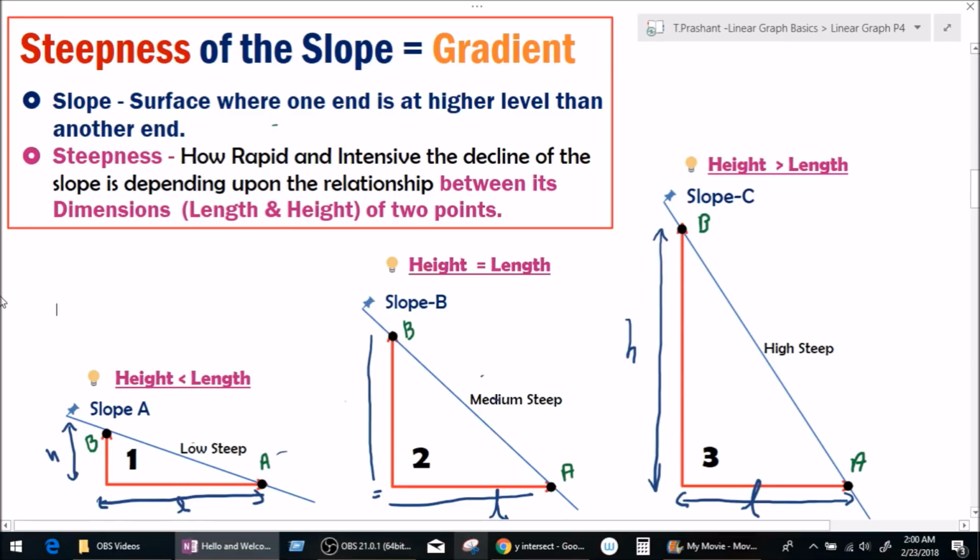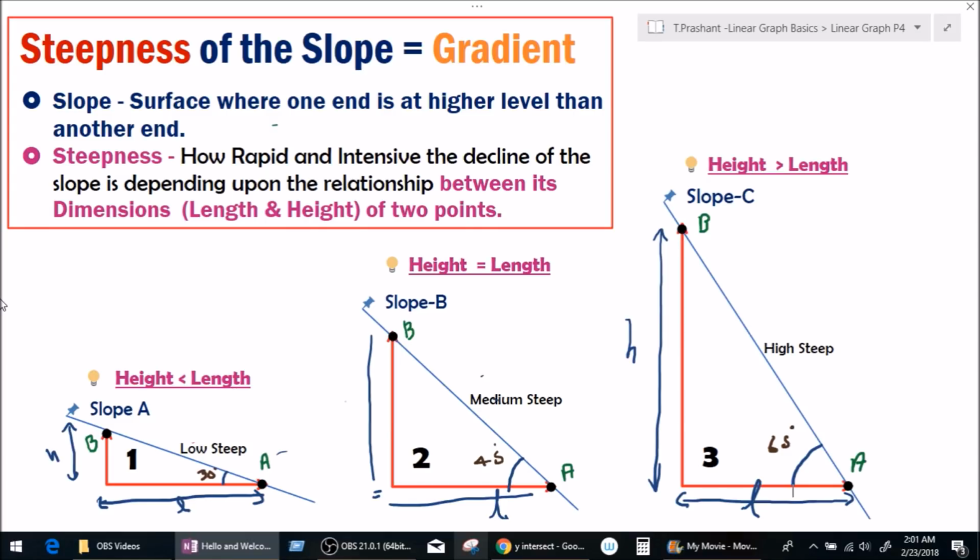Now, how rapid and intense the steep is also depends on the angle between the slope and the line. So the smaller the angle is, the less complex the steep will be. And the larger the angle is, the more intensive the steep will be. So this is actually the second criteria on which you can define that all these three slopes are not same.